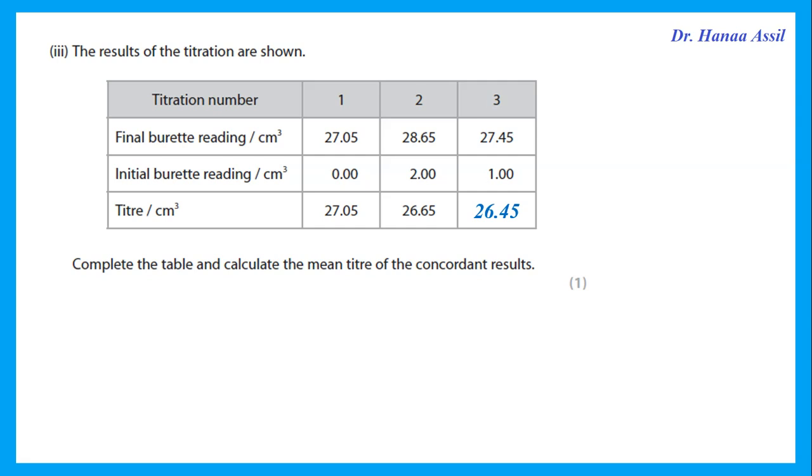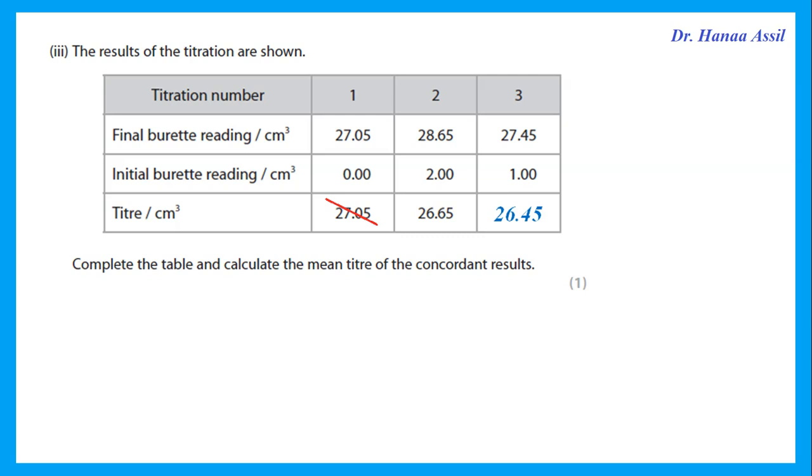So the only ones that are concordant are experiment 2 and 3. Experiment 1 is too far away. So we do not include it in the calculation for the average. So the average is just the average of these two numbers, and that comes out to be 26.55, of course, centimeter cubed.